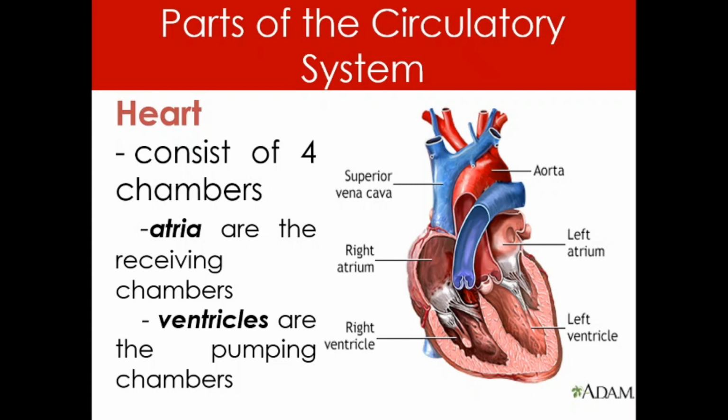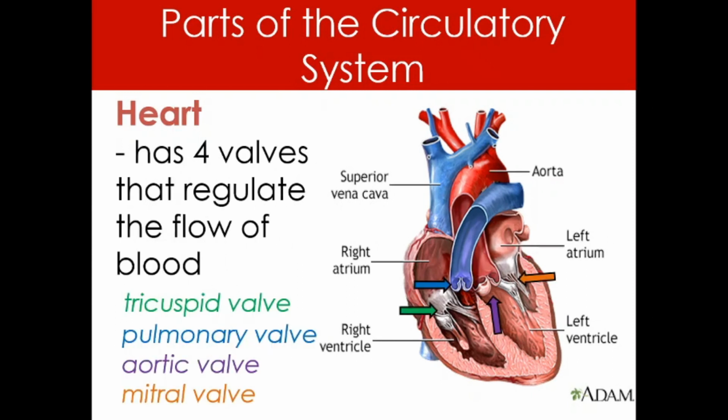Now, aside from the chambers, we can also find the valves. Okay, so merong valve sa loob ng heart natin. Meron tayong 4 na valve na nag-regulate ng flow of blood. We have the tricuspid valve, the pulmonary valve, the aortic valve, and then the mitral valve. Okay, the mitral valve is also known as the bicuspid valve. So, ayan, naka-color coded sila.